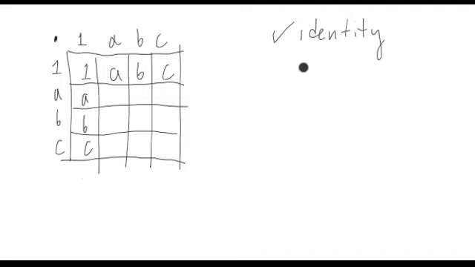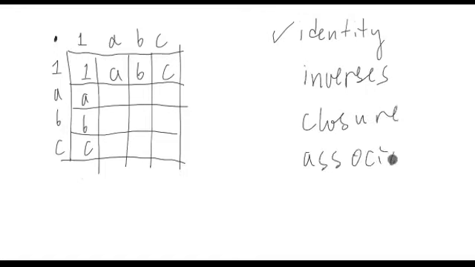We need inverses. We need closure. We need associativity. Closure is pretty clear. We're just going to be using these symbols. So if we just use those symbols, we're good with closure. Inverses, well, in every column and every row, we need a 1 to appear exactly one time.